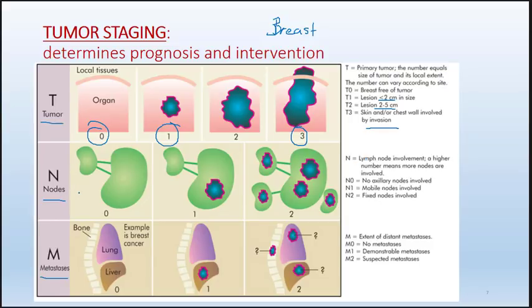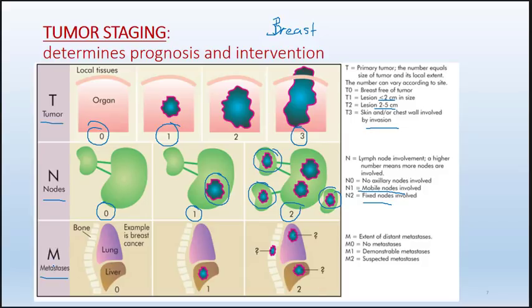Now on to lymph nodes. Of course, N0 represents no lymph node involvement, but then once we start getting lymph node involvement, this becomes more concerning. So in the case of breast cancer, N1 is the presence of lymph node involvement, but they're considered to be mobile nodes that are involved. Whereas N2, fixed nodes involved, and you can see there's quite a few different lymph nodes that are involved.